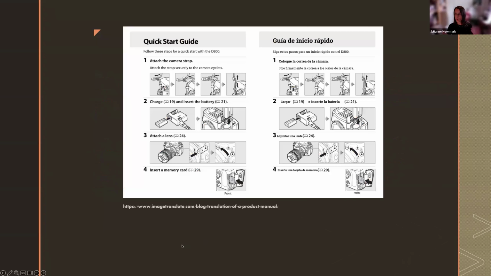And so in the final slide today, I wanted to show you a manual. There's so much going on here, and I would love to talk about this more, but we have a quick start guide for a camera. Attach the camera strap, charge, attach a lens, and insert the memory card. And we see that both in English and in Spanish on the right side. So translation itself is an act of moving from one sign system to another. It, in a way, requires a kind of leap of faith in order to expect this imagined process to be conveyed and enacted in the same way across these two symbolic systems.